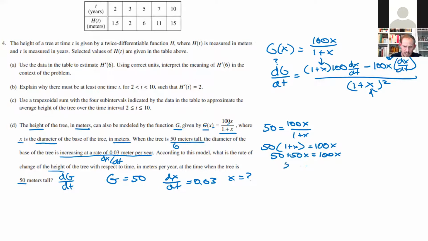Subtract the 50. Oh, and look, this is working out real nice. Divide both sides by 50. X is just 1. Cool how that works. And that's in years, so that'd be 1 year.